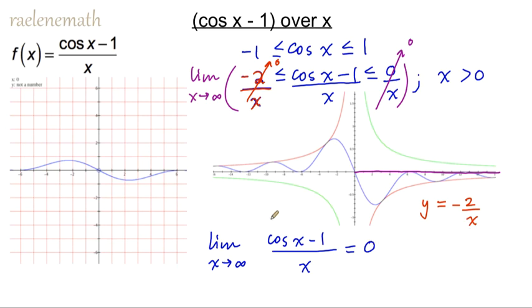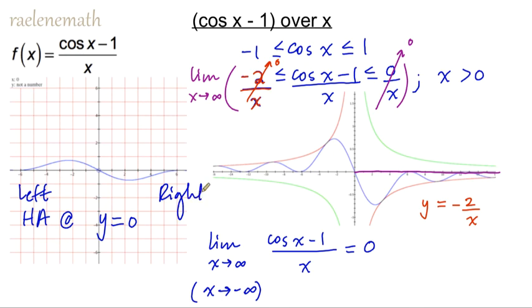Well, we can do the same kind of investigation of boundedness on the other side, and we can see that x approaches negative infinity also means that y approaches, rather, y approaches 0. So we have a horizontal asymptote at y equal to 0 on both the left and on the right sides of this function.